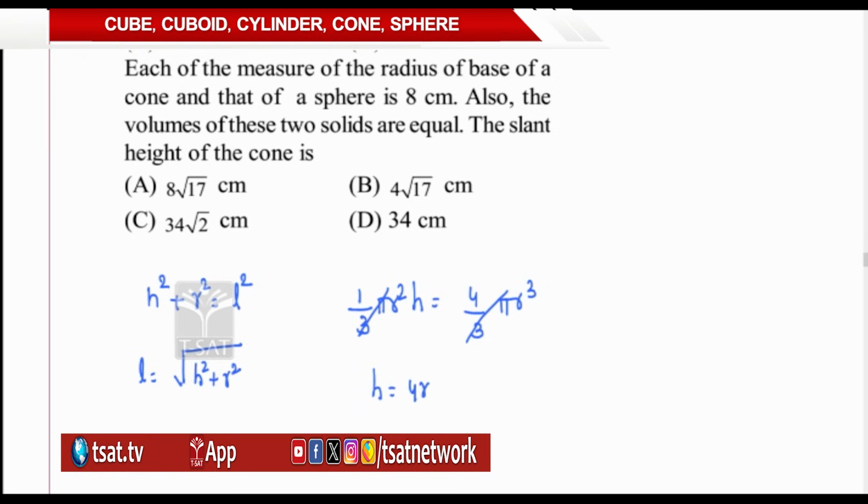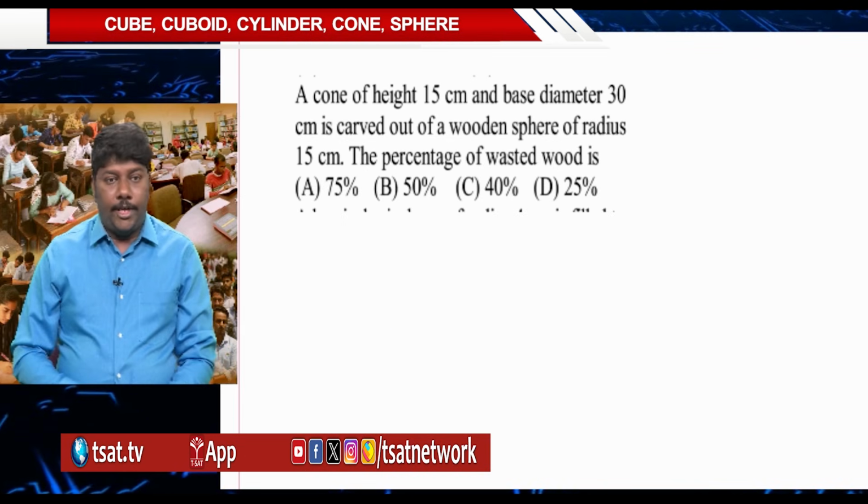So, substitute here. 16 r square plus r square is 17 r square, which is root of 17 into r. But what is the value of r? 8. So, 8 root 17 is the slant height of the cone. Look at the next one.